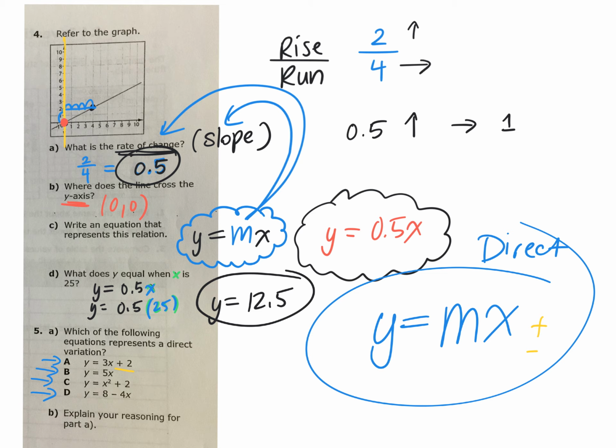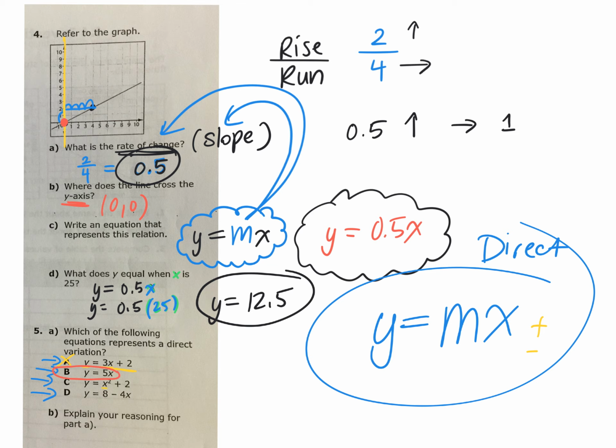So I'll ask you this again. Y equals 3x plus 2. Is that direct? B, y equals 5x. Is that direct? Yes. Let's just make sure let's check the other ones. It could be more than one answer.